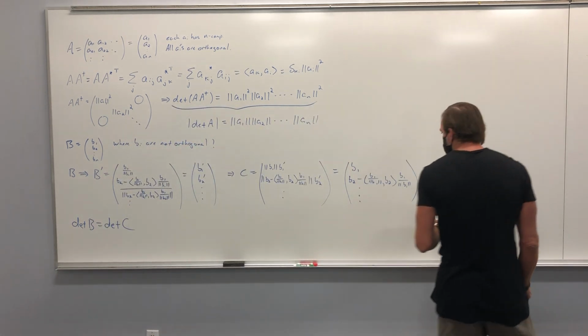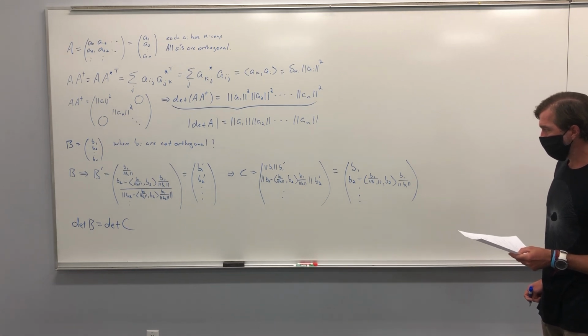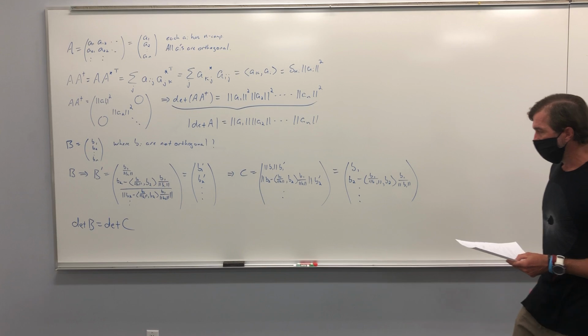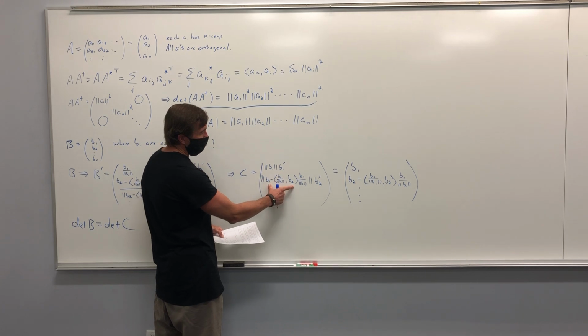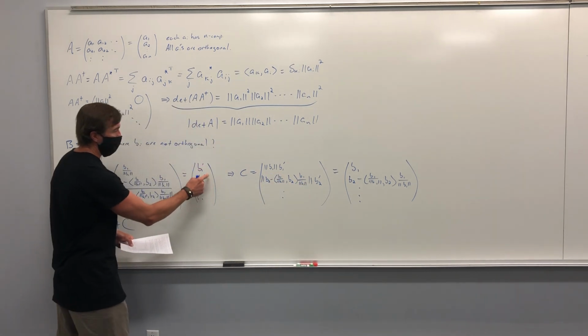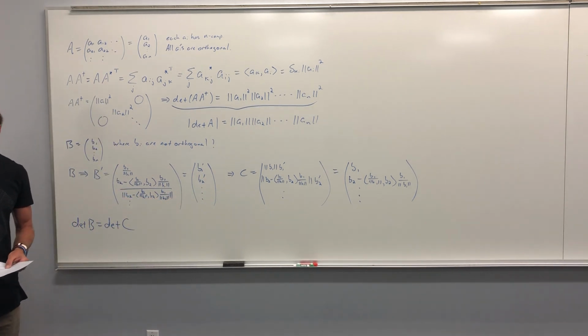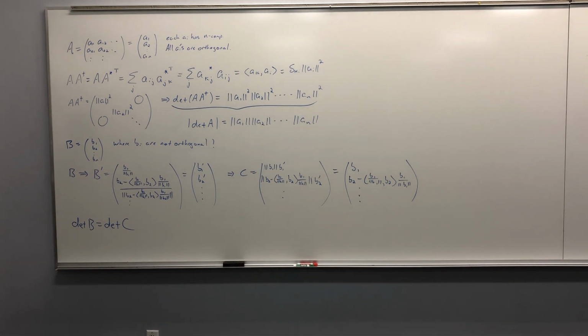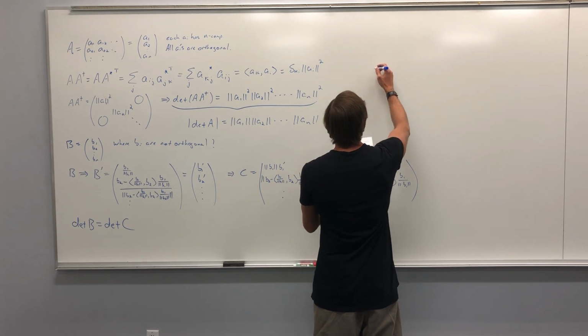Now, C is a matrix of these magnitudes times these vectors. But what can you tell me about these vectors? They're terrifying, but they're orthogonal. They're not just orthogonal, they're orthonormal. Exactly. Okay? So at the end of the day, C is composed of vectors.